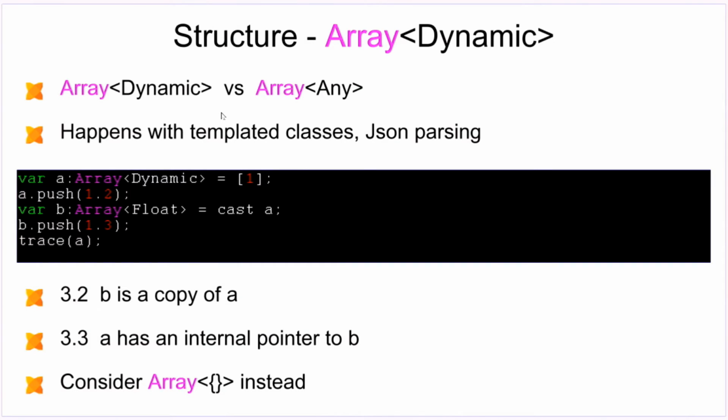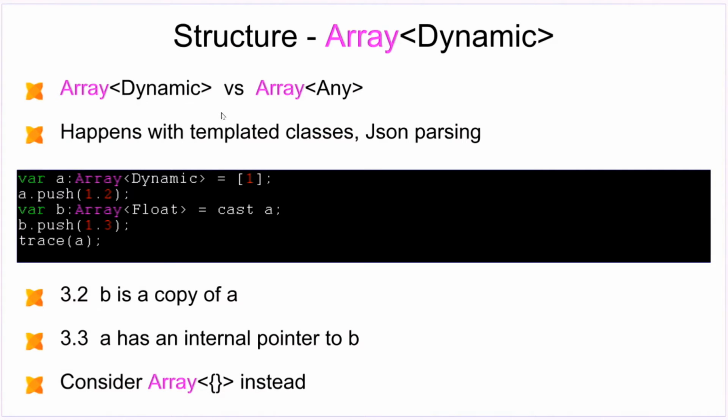And finally, there's the array of dynamic, which has always been a bit of a pain as far as CPP goes. Haxe's language doesn't really seem to mind too much whether you convert between an array of dynamic and an array of something else, but in CPP, the array of dynamic has quite a specific memory layout, and it is just not compatible with an array of float.